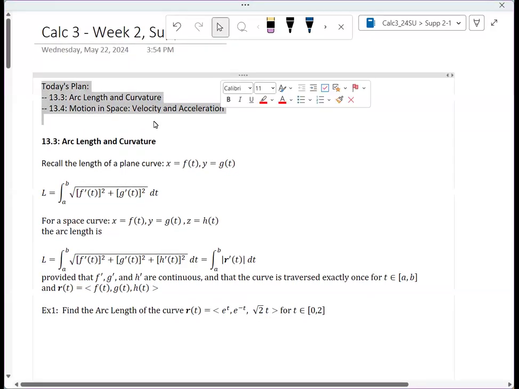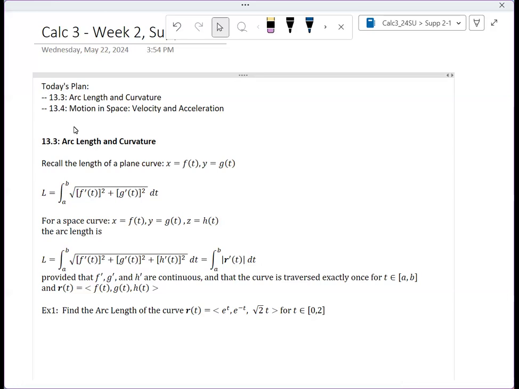The plan for today is to discuss 13.3 and 13.4 on arc length and curvature and motion in space, velocity and acceleration. Most of our time today will be spent on 13.3. We'll see the 13.4. We're not going to cover everything that's in the book. We're going to hit the most important points, and we'll also see that 13.4 ties in pretty closely with stuff that we'll have covered in 13.1 through 13.3. So it won't be too big of a leap for 13.4. This will wrap up chapter 13. That'll wrap up the material for this week. And then next week, we'll start into chapter 14.